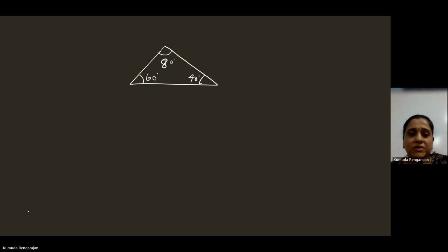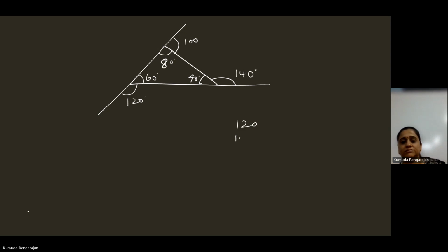80, 60, 40. What will be the measure of this exterior angle? 100. What will be the measure of this exterior angle? 120. What will be the measure of this exterior angle? 140. Now add everything. In the triangle, the angle sum property is satisfied: 80 plus 60 is 140, and 140 plus 40 is 180. I've taken the three interior angles as 80, 60 and 40 and found the corresponding exterior angles using the linear pair property. When you add the three exterior angles, the total is 360.